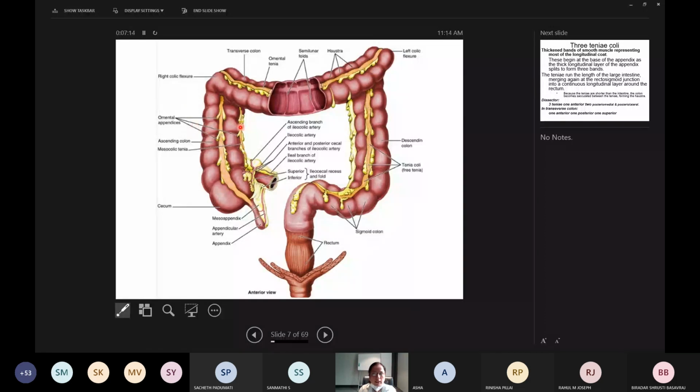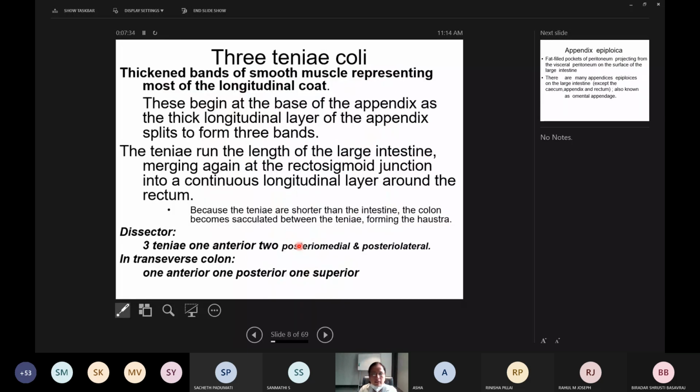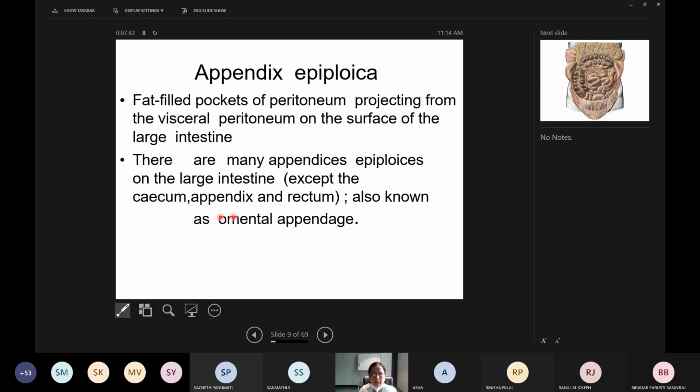Then you have something called the appendices epiploicae, or the omental appendices or appendages. These are the outpockets of the peritoneum which are filled with fat. Again, they are absent in the appendix and in the rectum. So these are the three cardinal features of the large intestine: the taenia coli, the appendices epiploicae, which are the fat-filled pockets, absent in the cecum, the appendix, and the rectum.